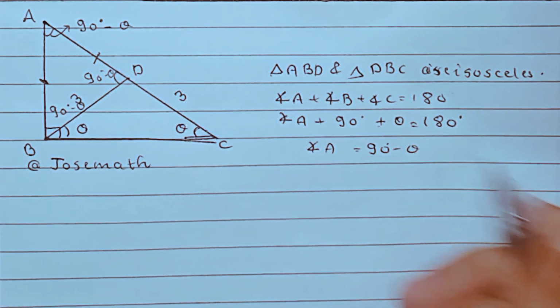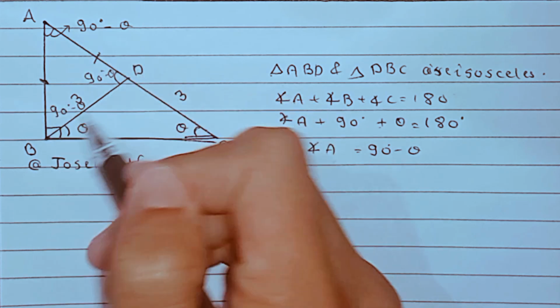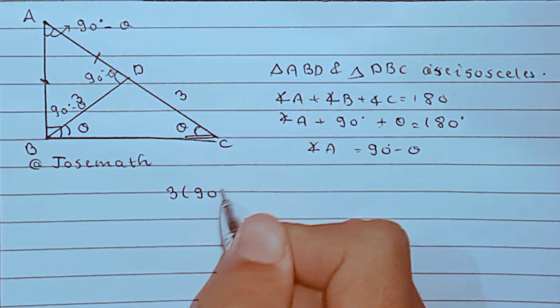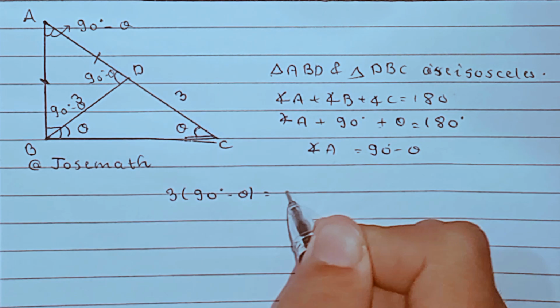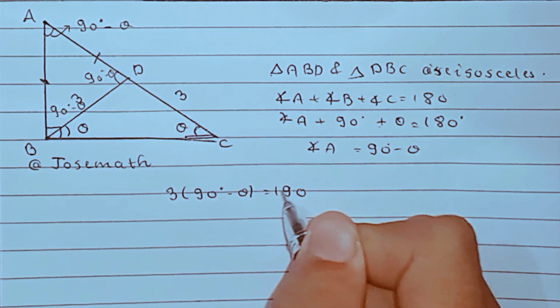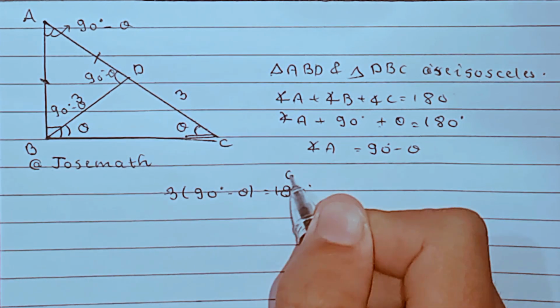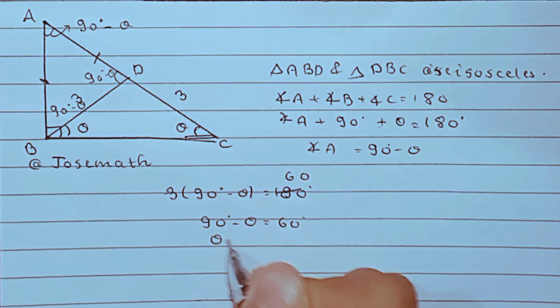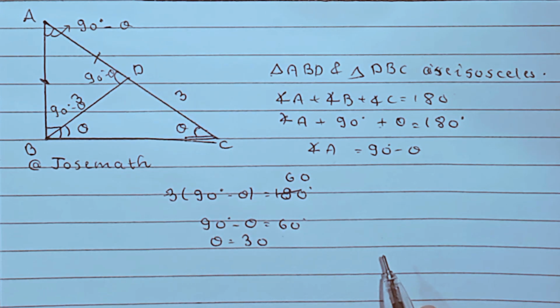Now adding all the angles, we will get 180 degrees, that is 3 times (90 degrees minus theta) is equal to 180 degrees, that is 360. Okay, so 90 degrees minus theta is equal to 60 degrees, then finally theta is equal to 30 degrees. So we finally got the value of theta.